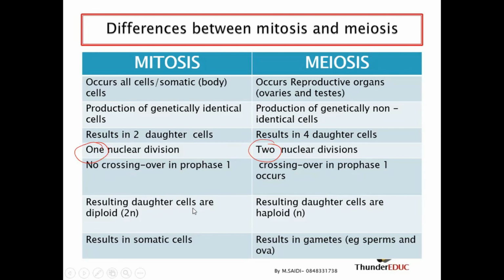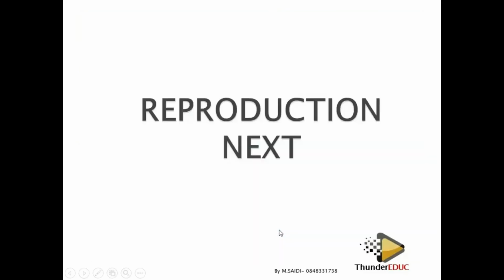Then here it results in daughter cells being diploid. You start with diploid 2N and end with diploid 2N. While here you start with diploid 2N and then you end with haploid 1N. You see? Yes. Then mitosis results in somatic cells, whereas meiosis results in gametes. So basically, those are the differences between meiosis and mitosis.